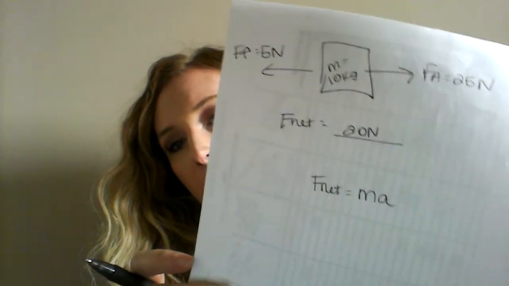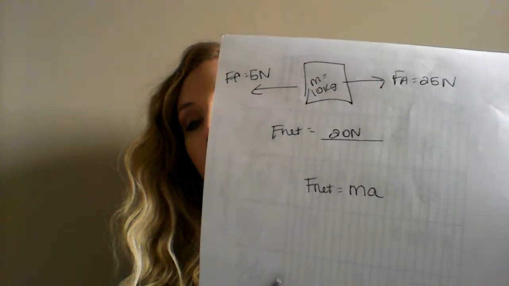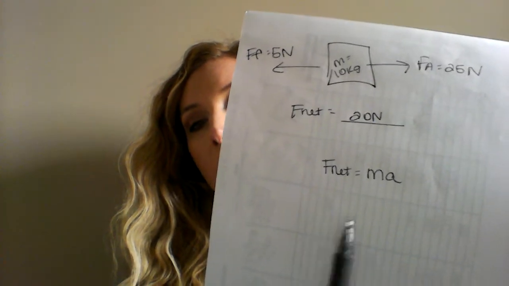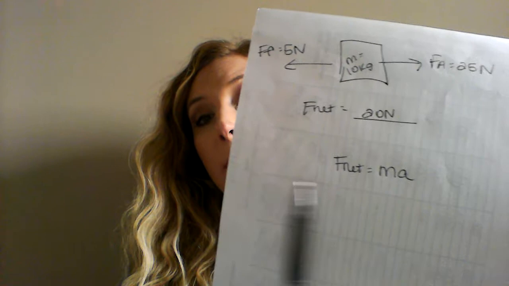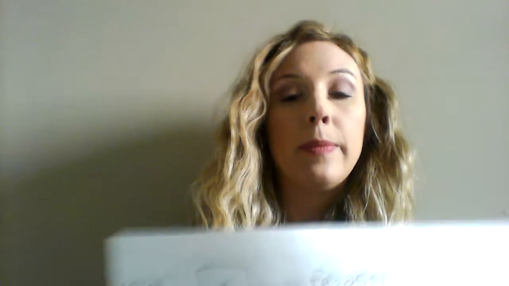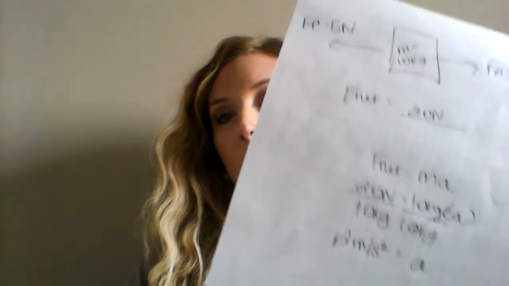My formula for Newton's second law is F net equals mass times acceleration. If I want to know what the acceleration of this object is going to be, I'm going to plug in 20 is equal to the mass of 10 times my acceleration. So we have a net force of 20 newtons, equal to 10 kilograms times the acceleration. I would divide by 10 on both sides, and I would get an acceleration of 2 meters per second squared. That's how I would calculate that formula.